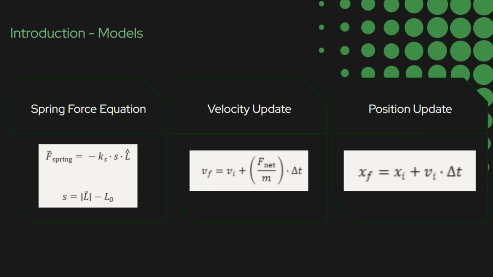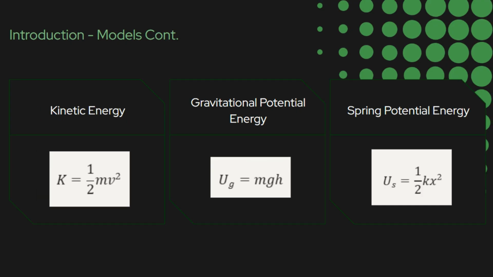For our models, we have three equations. The spring force equation, which is negative the spring constant times the stretch times L hat, the direction of the spring, then velocity and position update. We have two more models, one for kinetic energy, which equals 1/2 mv squared, one for gravitational potential, which is mgh, and one for spring potential, which is equal to 1/2 kx squared, where x is the stretch or compression.